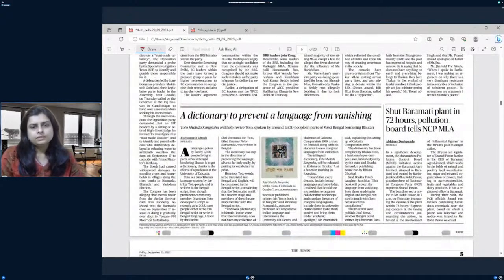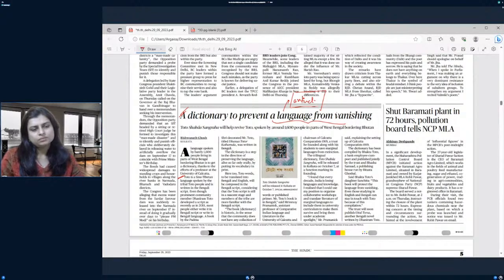Okay, so here is the next news, and that says that a dictionary to prevent a language from vanishing. So it simply means that if a language is going to be extinct. A language spoken by barely 1,600 people living in parts of West Bengal bordering Bhutan is to get a dictionary, thanks to the efforts of a professor at the University of Calcutta.